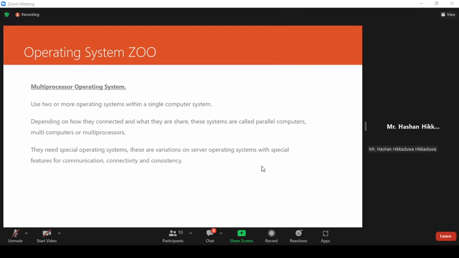So it's simple: two or more processors within a single computer. You can say multiprocessor operating systems. How they are connected and what they share, these systems are called parallel computers, multi-computers or multiprocessors. They need special operating systems, variations on server operating system with special features for communication, connectivity, and consistency.